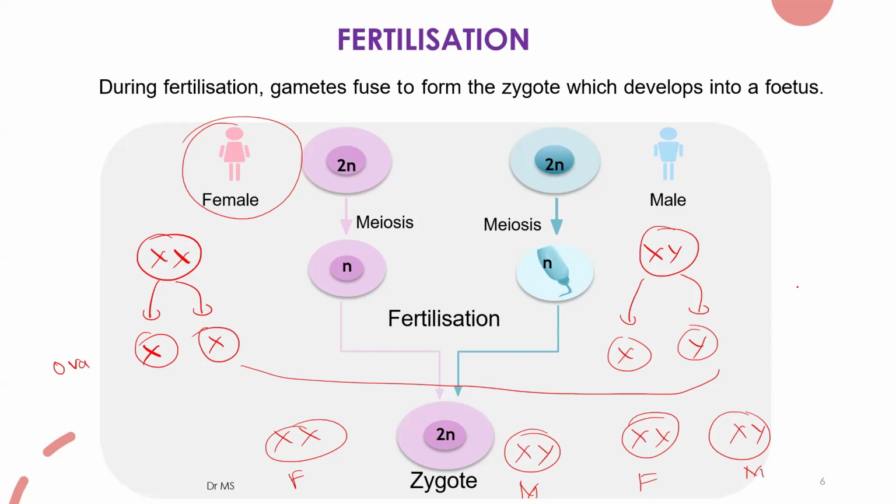So what is the ratio here? What is the ratio between the male and female? What is the chance for forming the male and female? 50%, right? So for male and female, it's 50-50%, or you can say a 1:1 ratio. This is very important. And who is the determiner here? Who will determine whether it's a male or female? Is that a female or a male?